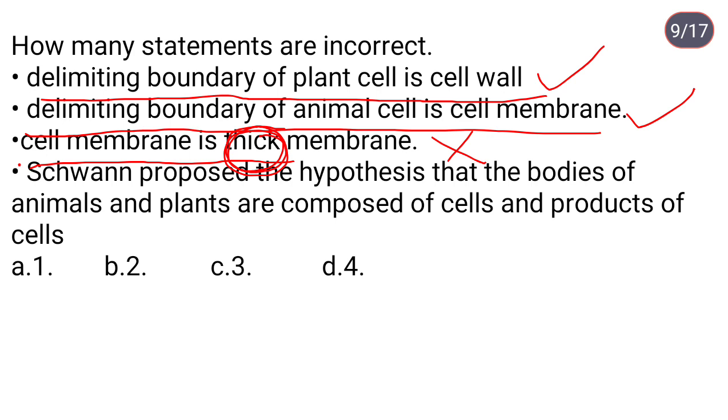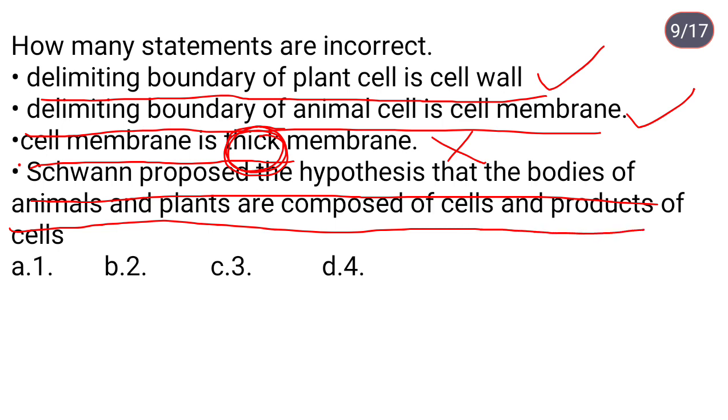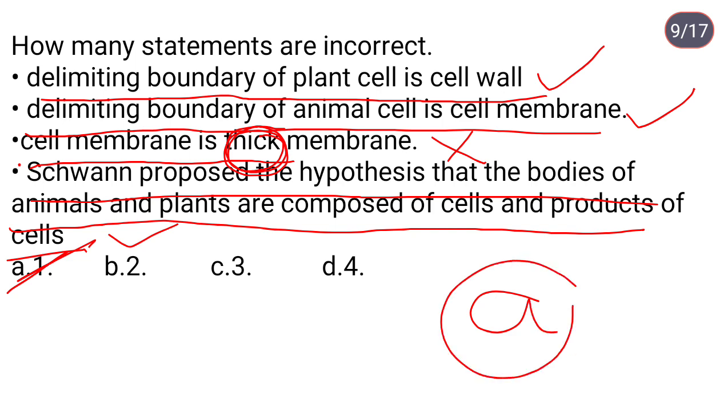And the fourth statement: Schwann proposed the hypothesis that the bodies of animals and plants are composed of cells and the product of the cells. This is absolutely a true statement. So how many statements are incorrect? Only one statement is incorrect. So the answer is A.